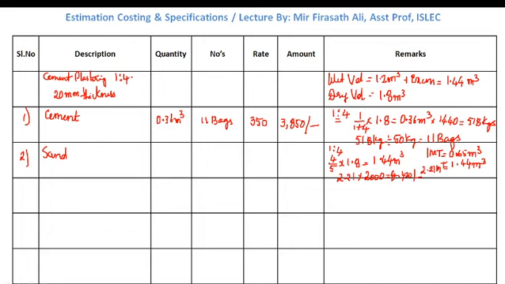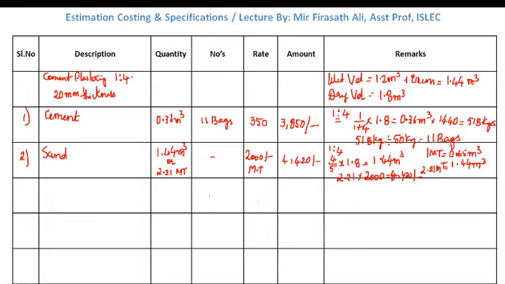So the quantity of sand is 1.44 meter cube or 2.21 metric ton. Okay, the rate is 2000 rupees per metric ton. So the total cost will be 2.21 into 2000, it is 4,420 rupees.